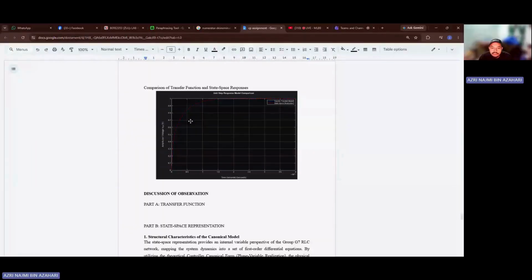Here is our output voltage VC2 plotted over a window of 4 milliseconds. As you can see, the solid blue line represents our S-domain transfer function model and the dashed red line represents our state space realization. They trace a perfectly smooth, critically damped curve that quickly climbs and stabilizes right at a steady state value of 1 volt, because the two curves overlap completely without a single millimeter of deviation. It visually proves that our mathematical conversion and coding logic are 100% correct, showing identical system dynamics across both methods.